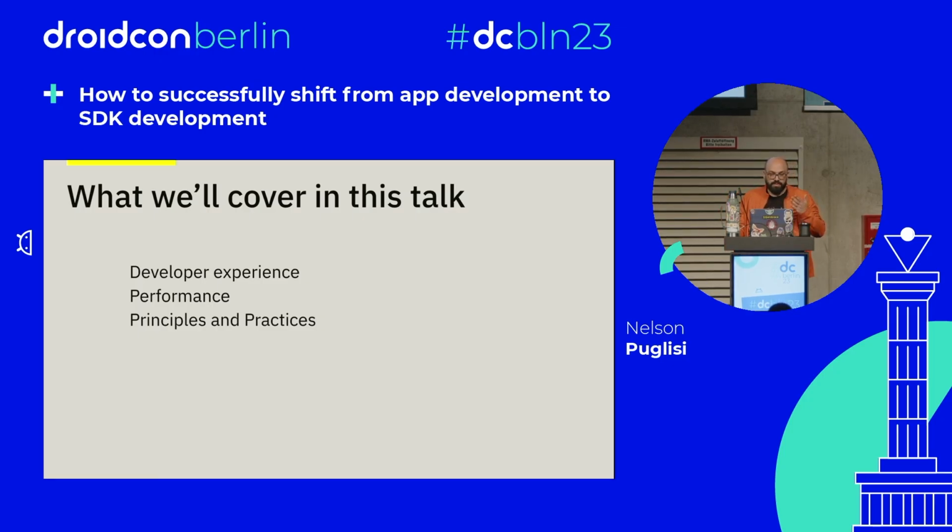These are the three topics that we are going to cover. The first one is developer experience, which is how a developer will interact with your library or SDK. The second one is what I call performance, which is how your library will behave in the developer's app. And the third topic is how you ensure that you're a good guest, that your code will behave properly in other apps.